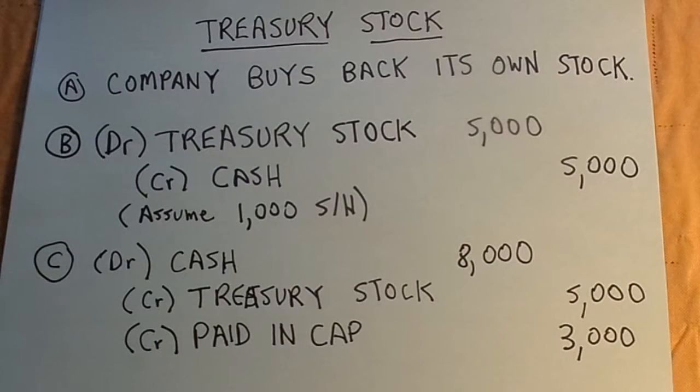Treasury stock is the last topic in the common stock type or equity type section, corporation type section. And in treasury stock, a company buys back its own stock. Now, the two primary reasons it does this is either to influence its market price. Think about what you've learned in economics. If there's less shares outstanding, each share is worth more. If there's more shares outstanding, each share is worth less.